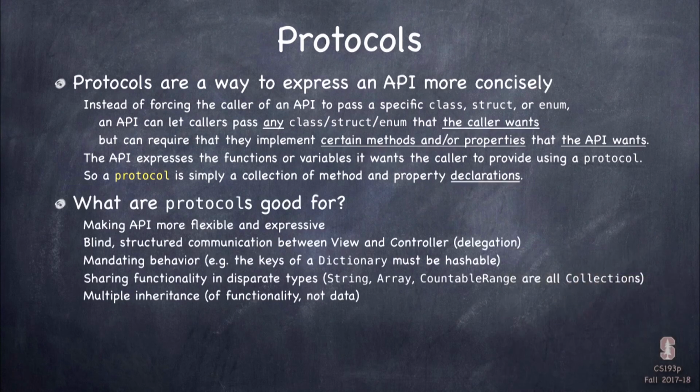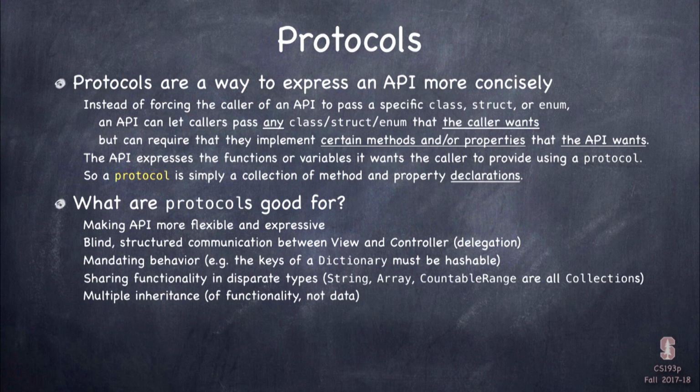Now, what are protocols good for? They make APIs very flexible and expressive, as you're going to see. They're super good for blind structured communication, like remember back to my MVC talk, the communication between the view and the controller, all those will, did, shoulds, and the data at, count, those kind of communications between a view and a controller. That all had to be blind because the views are generic and the controllers are very specific, okay?